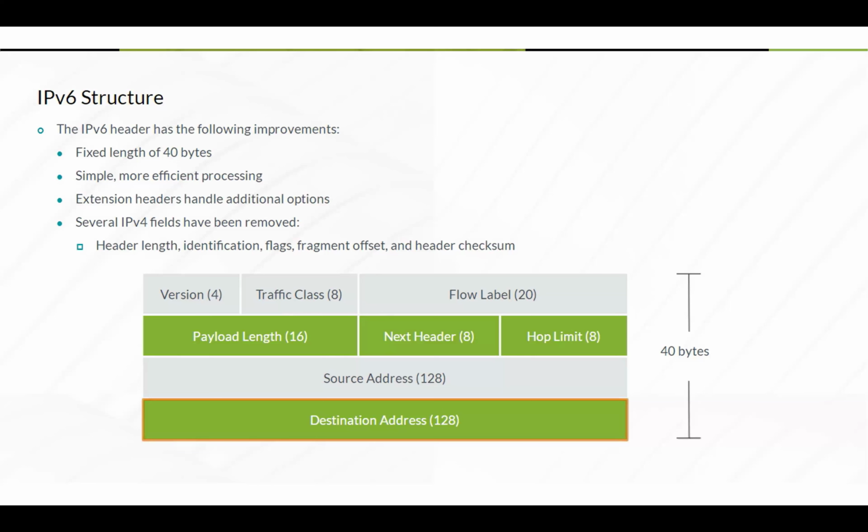This can use 8 bits. Source address and destination address. You know the IPv6 address is 128 bits, so the source address takes 128 bits and the destination address will take another 128 bits. So that is the IPv6 header structure.